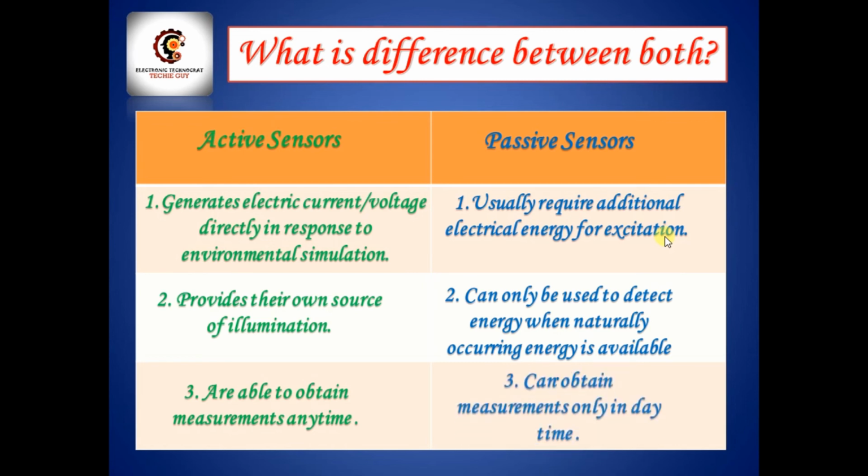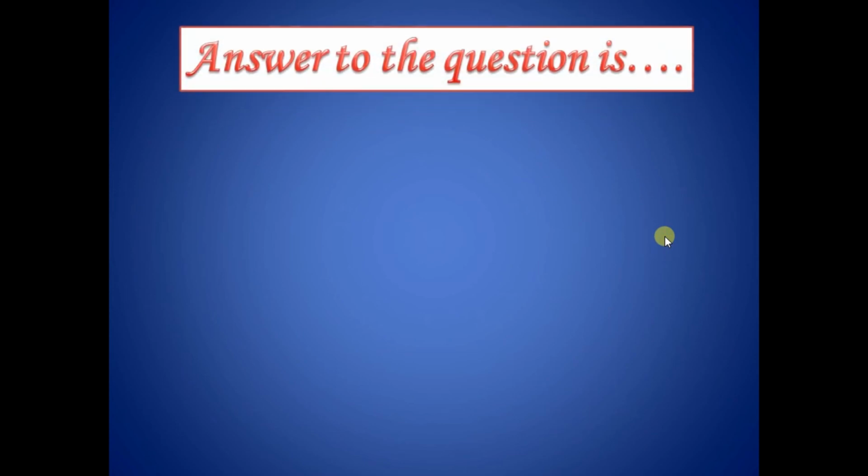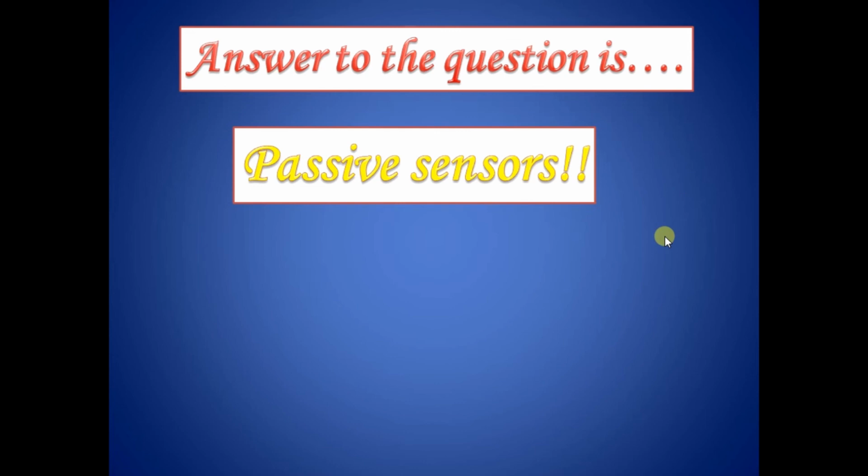But the passive sensors have a limitation. They can obtain measurements only in the daytime. It's restricted to the daytime itself. We cannot have measurements in the nighttime. Alright? So this is a very simple difference between these two sensors. And finally, the answer to that question would be passive sensors. That's correct. The answer to that question is passive sensors.